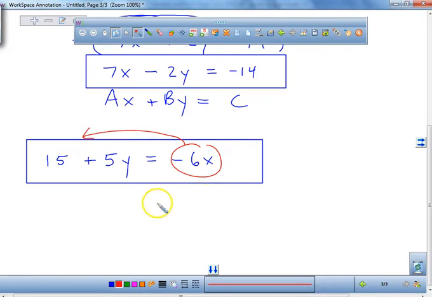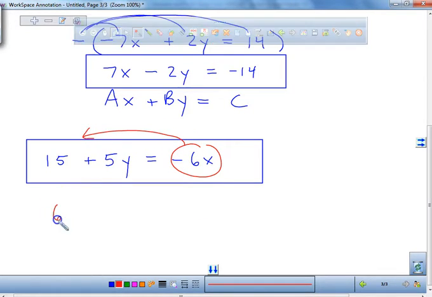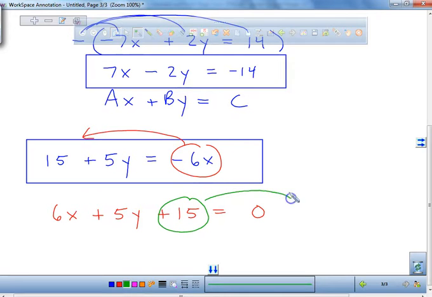What happens? It becomes a positive 6. Alright? So now I have a positive 6x, I have plus a 5y, and I have plus a 15, and that's equal to a 0. So now all I got to do is take this guy right here, and chuck him across the equal sign. And when I do that, it goes from a positive to a negative.